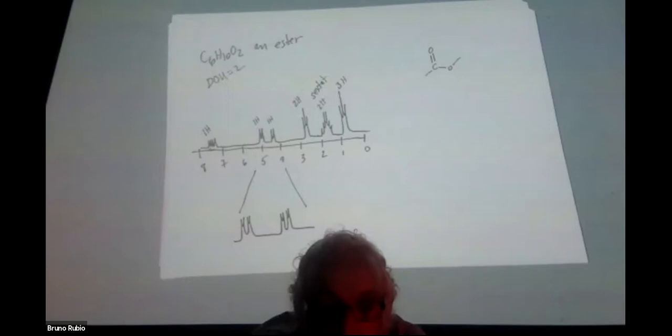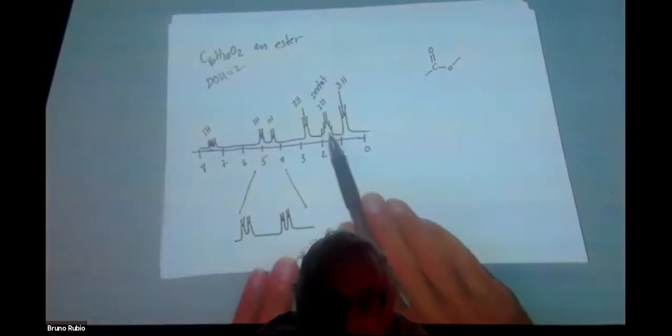Okay, so now let's talk about this sextet. It's a sextet, how many neighbors do these protons have? How many neighbors to give it a sextet?